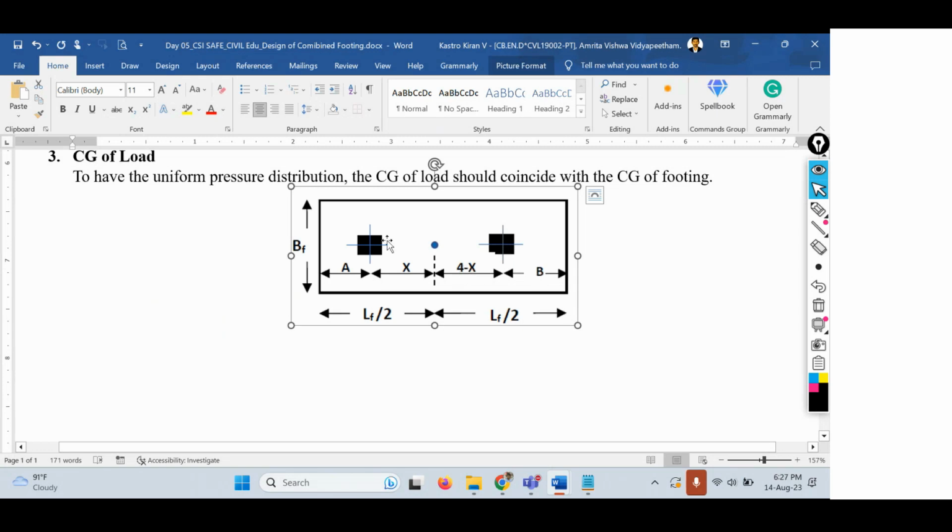Why is it 4 minus x? Because the center to center distance between these two columns is 4 meters. So since this is x meters, this is 4 minus x meters. So let's calculate the value of x now.